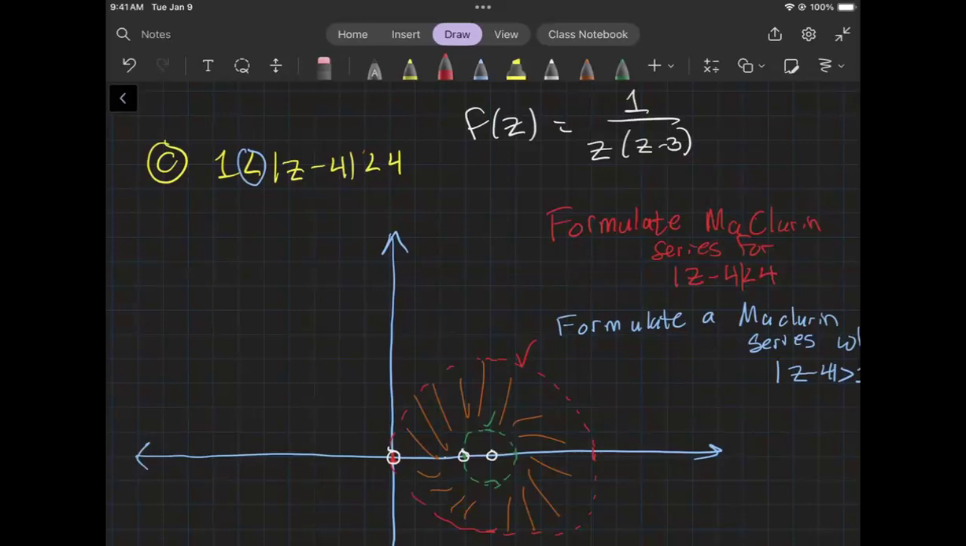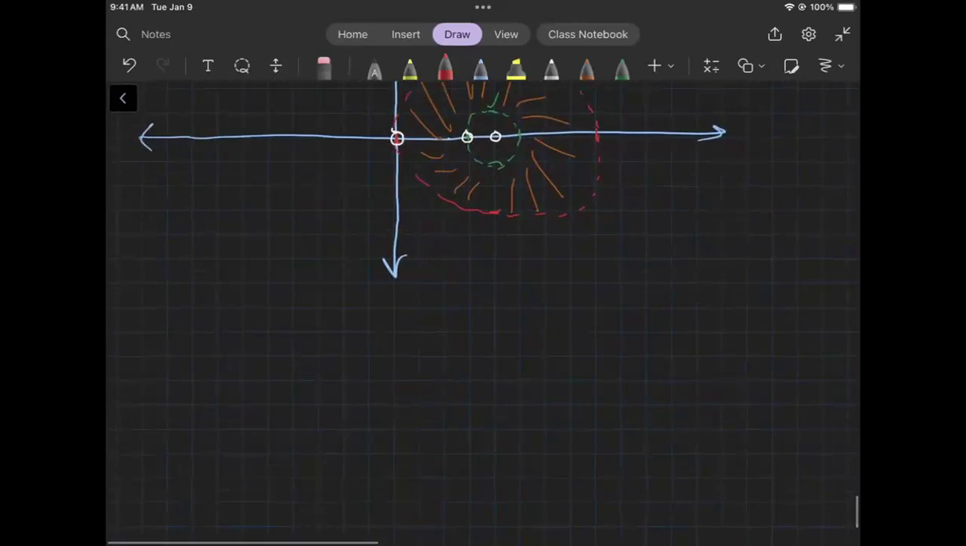Nevertheless, we're going to have to formulate a Maclaurin series for the terms where the absolute value of z minus 4 is less than 4, and the absolute value of z minus 4 is greater than 1. Okay, so what we're going to need to do is use partial fractions decomposition.